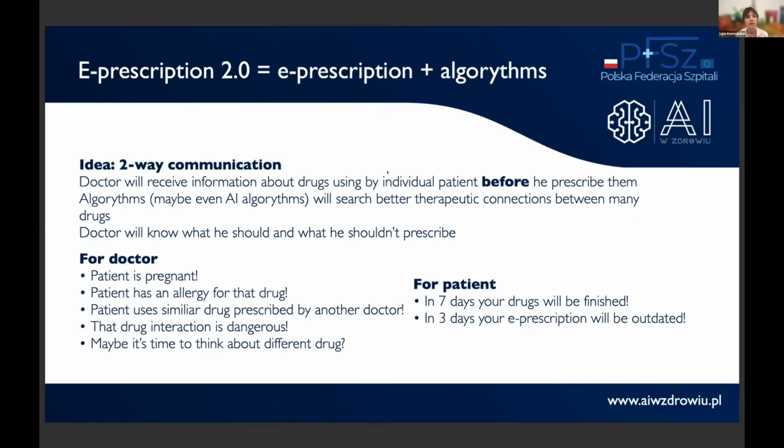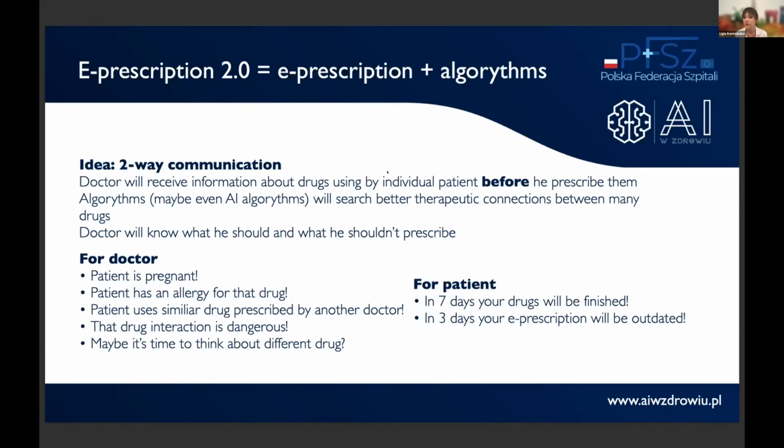But the idea is that while the doctor is writing an e-prescription for a patient, it gets some information about, for example, what kind of drugs this patient took earlier, or what drugs were prescribed to him by another doctor, and maybe some information that, for example, the patient is pregnant, so dear medical doctor, you should be aware of that, or this patient has an allergy to that drug that you are prescribing, so you should be aware of that.